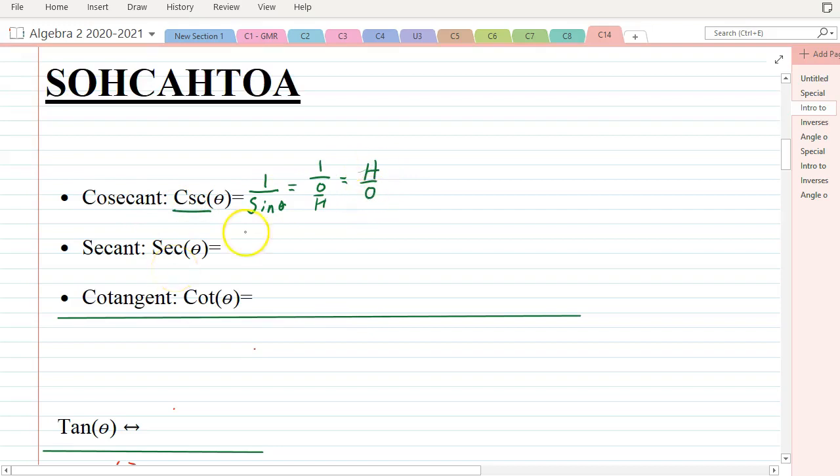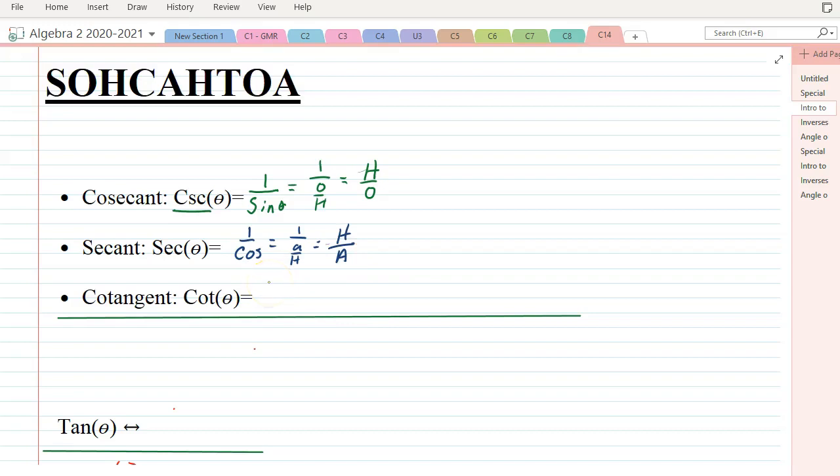Next, secant. Secant is 1 over cosine. That means you're going to have 1 over the adjacent over the hypotenuse, which means instead of an A over H, you're going to have an H over A, hypotenuse over adjacent. And cotangent, I think this is pretty self-explanatory. It's going to be 1 over tan, which is simply going to give you 1 over the opposite over the adjacent, which equals the adjacent over the opposite. So cosecant, secant, and cotangent in that order. You just take sine, cosine, and tangent, and flip them upside down.